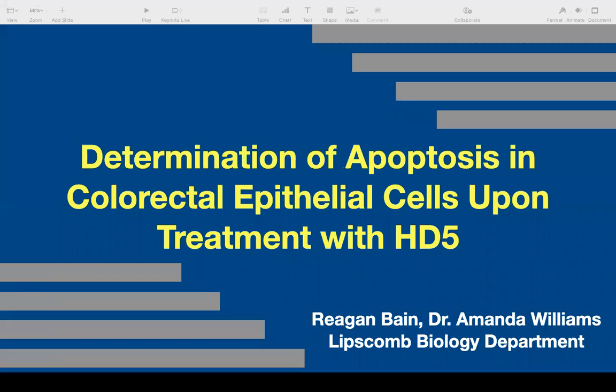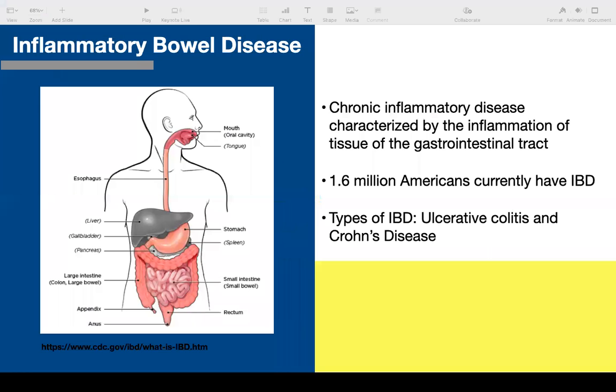Hello, I'm Reagan Bain, and today I'll be presenting my research conducted under Dr. Amanda Williams, focusing on the determination of apoptosis in colorectal epithelial cells upon treatment with HG5. This project is part of a larger project that examines different parts of inflammatory bowel disease.